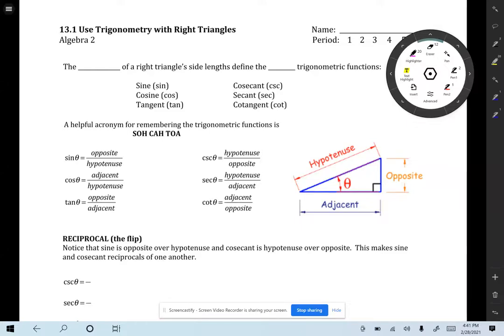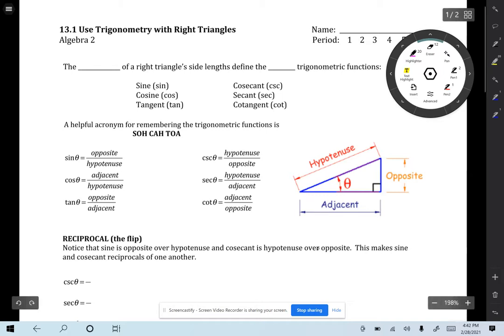Hello, Algebra 2 students. Today we will be starting Unit 13, and it's a little introduction on trigonometry. Now, trigonometry deals with triangles, and in 13.1 we will deal with right triangles. So 13.1 notes are use trigonometry with right triangles.